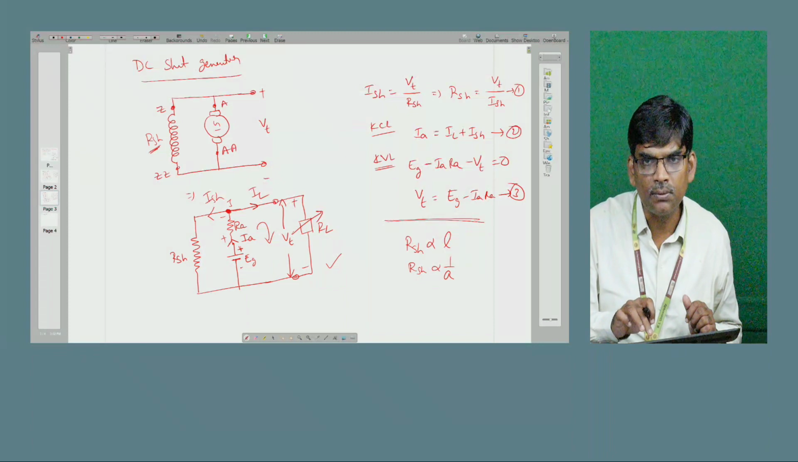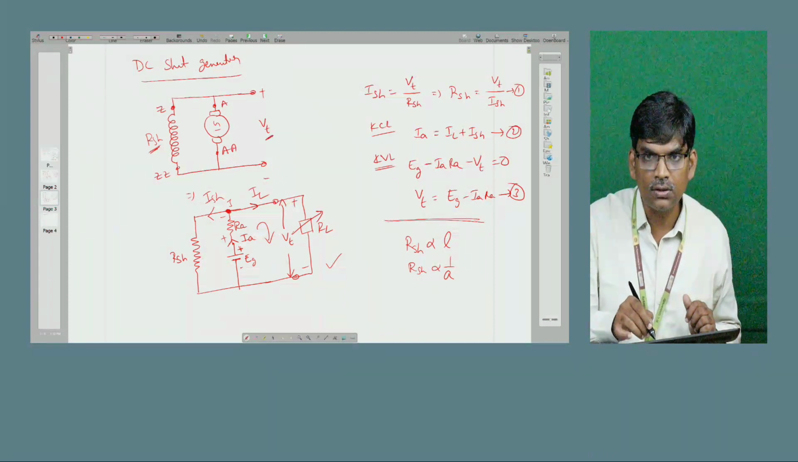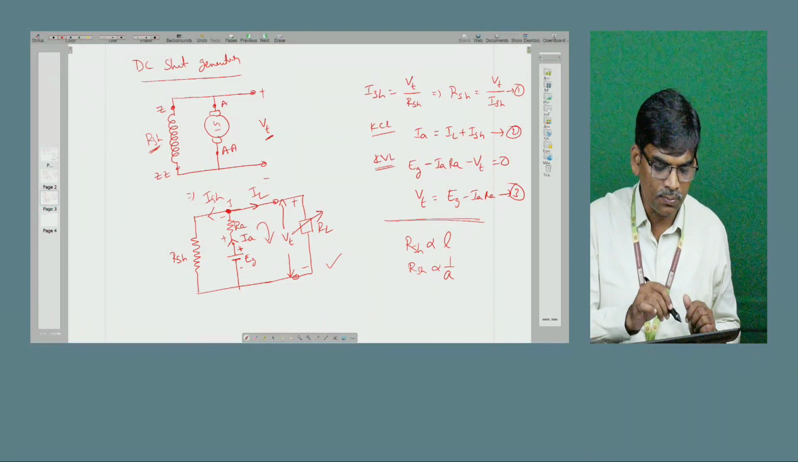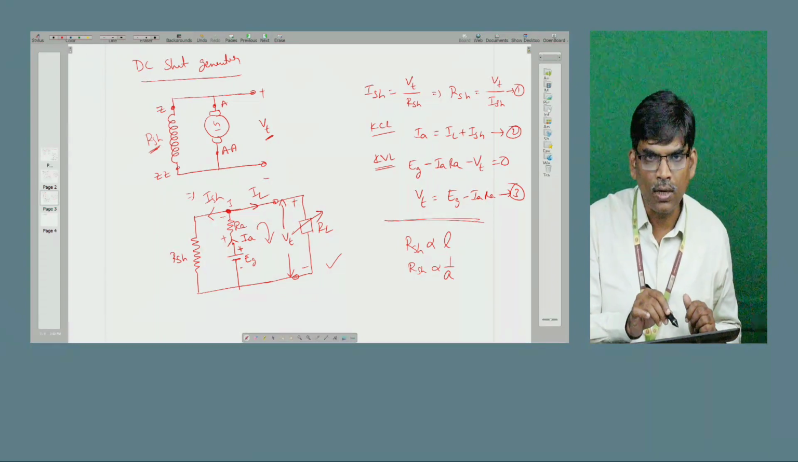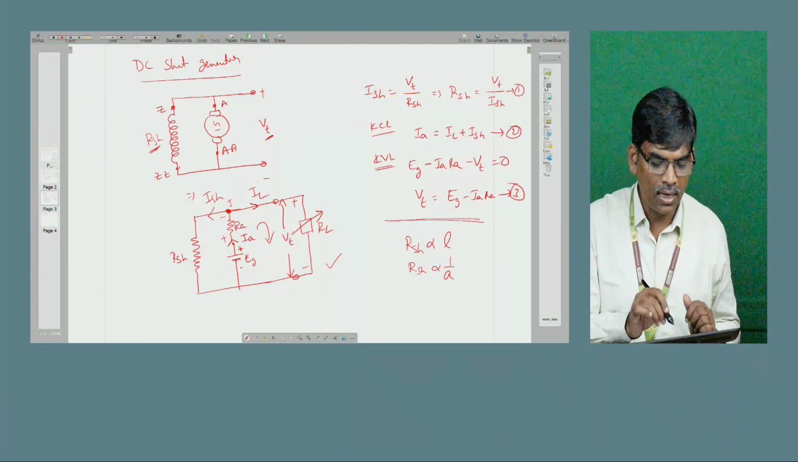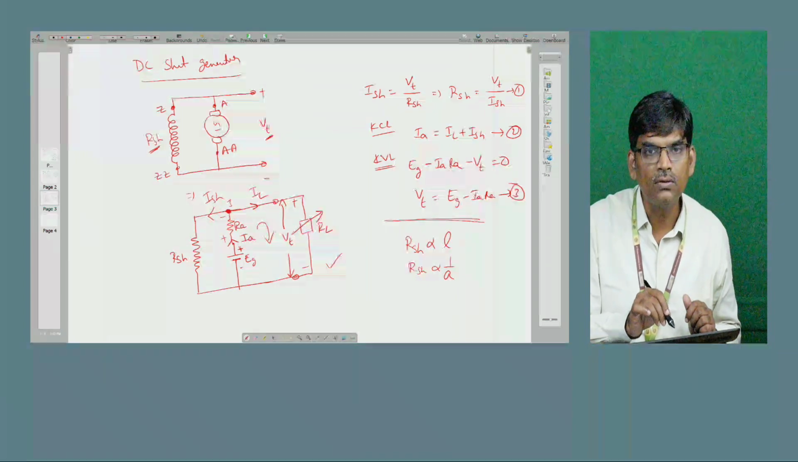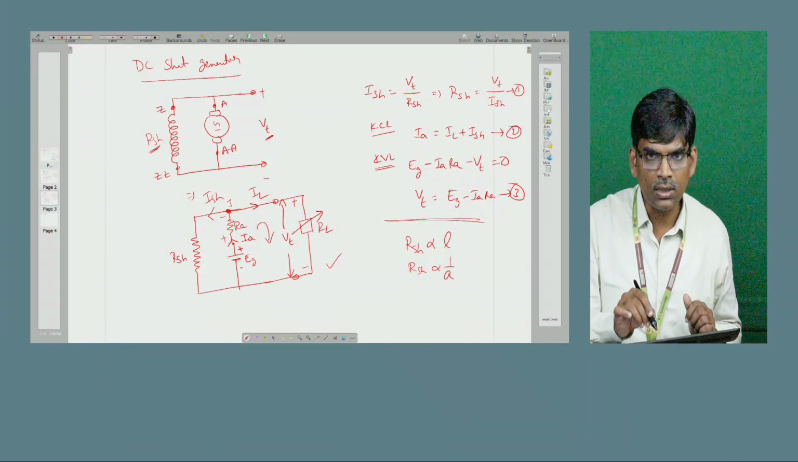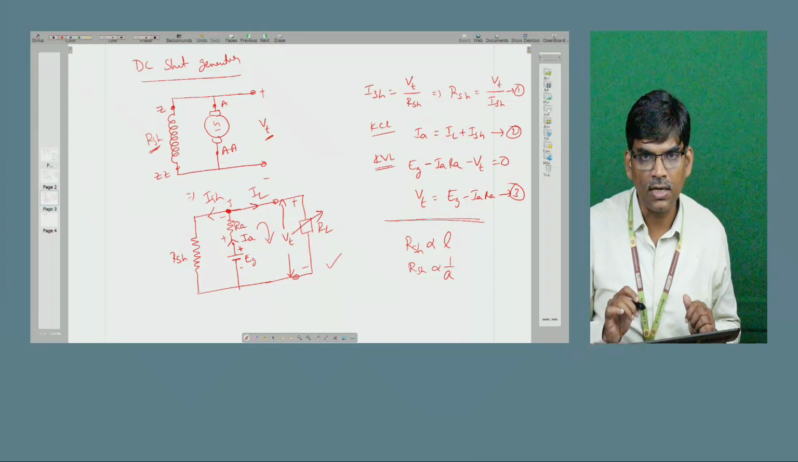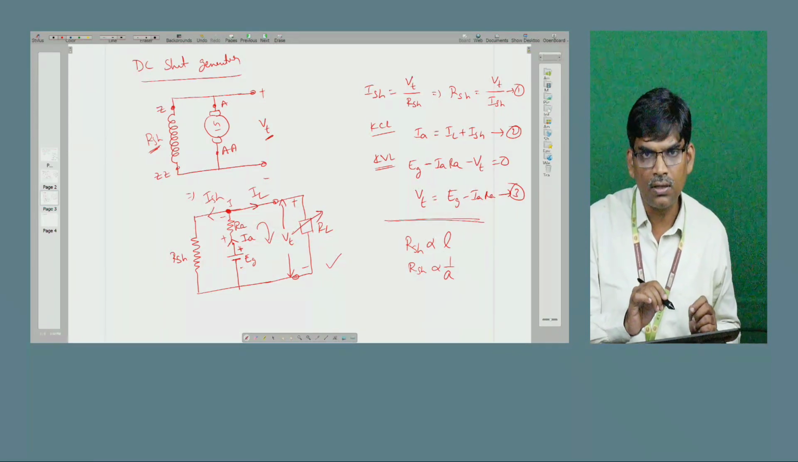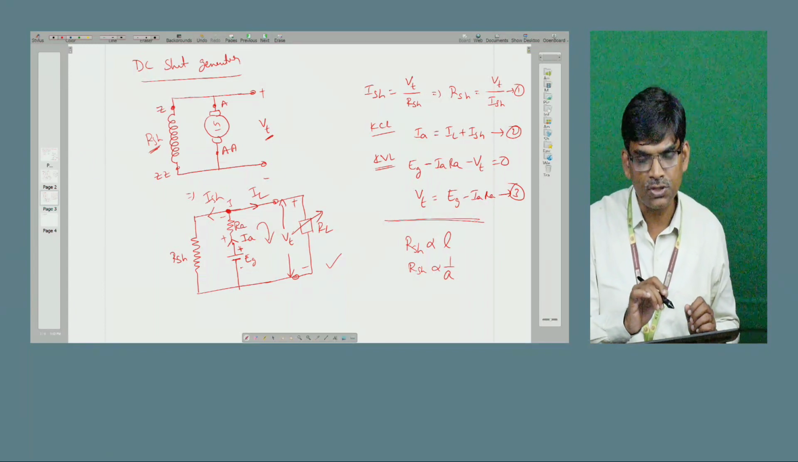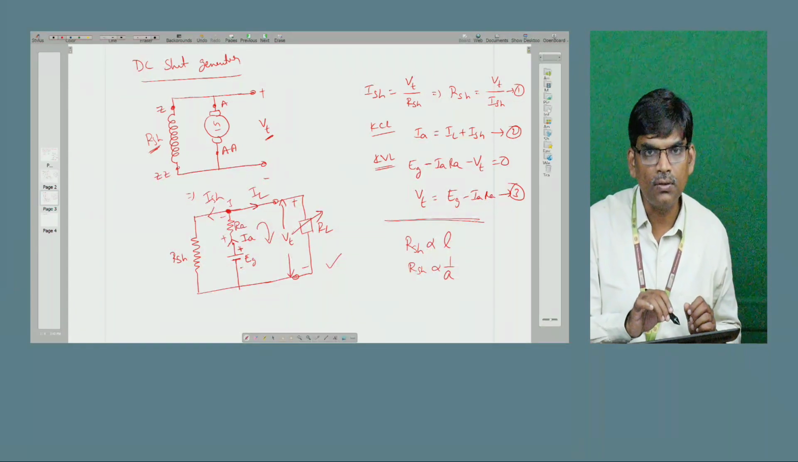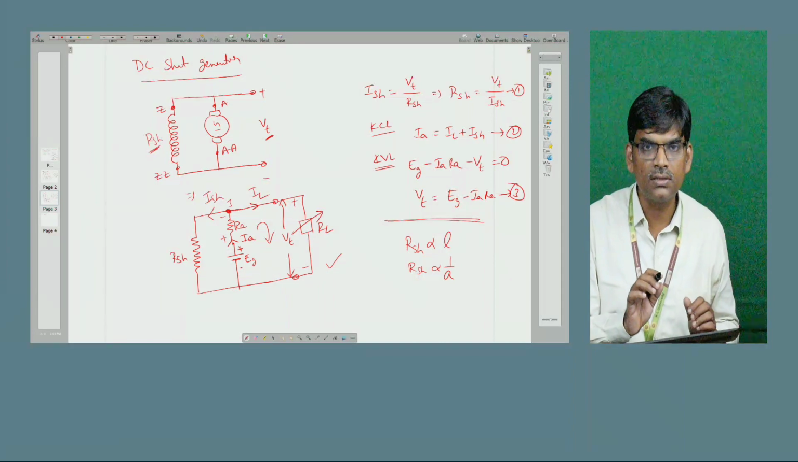For example, our terminal voltage is 230 volts, but I want to design for a 1 ampere field winding. At that time, for example, it has 230 ohms. 230 volts by 230 ohms draws only 1 ampere. So maybe it is 2% of the actual rated current of the machine. So 230 ohms is a very high resistance.